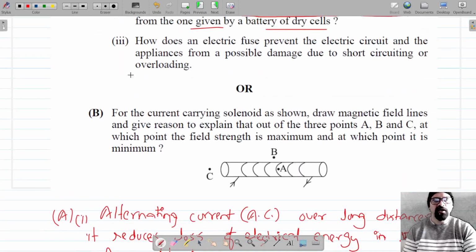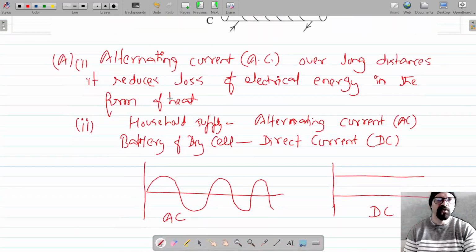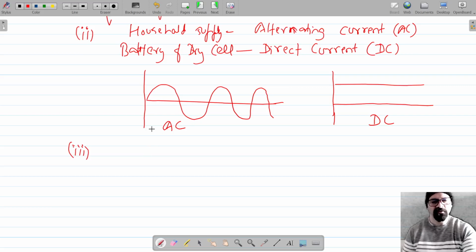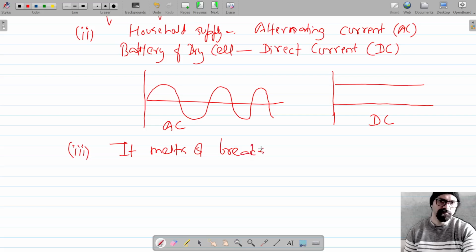Okay. Now, how does an electric fuse prevent the electric circuit and appliances from possible damage due to short circuiting or overloading? So an electric fuse is a safety device and it has a low melting point wire. So when there is excessive current due to short circuiting or overloading, the wire gets heated and it melts, thus breaking the circuit. So the fuse melts and breaks the circuit.